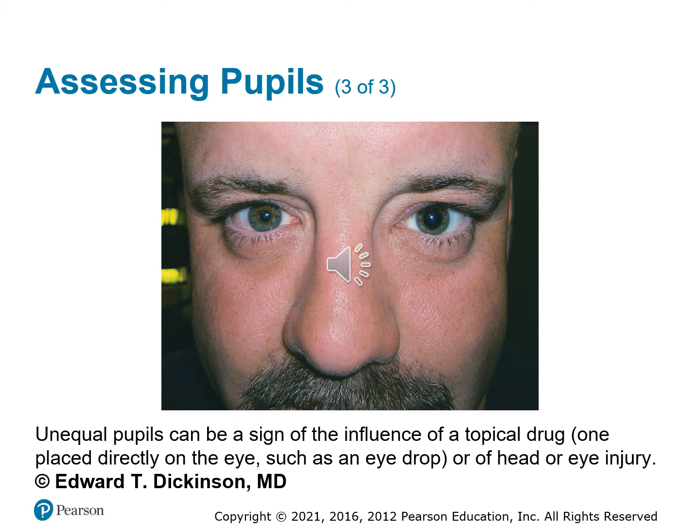And then last little slide here on the assessment, and this shows you a visual of what unequal pupils would look like. Like I said, it could be something as simple as eye drops that they put in there that caused it. If it's some sort of trauma that the patient's been involved in and you see this, usually a big red flag. Like I said, the pupils are kind of the gateway to the brain. So if you see unequal eyes in a trauma patient, it can be indicative of a brain injury.